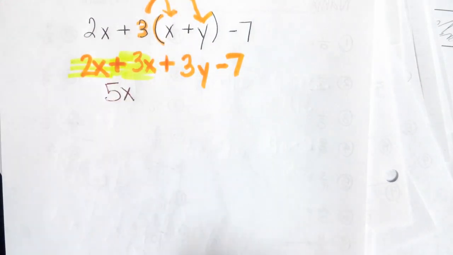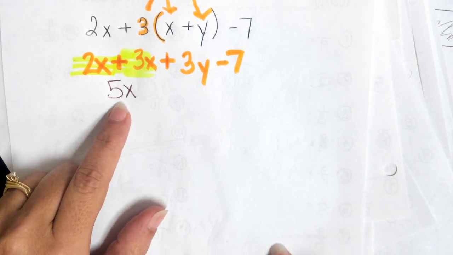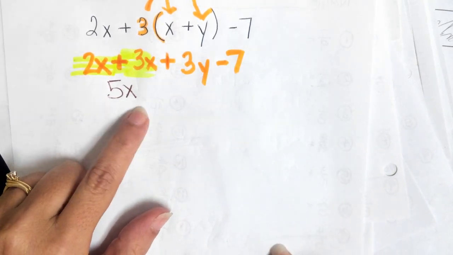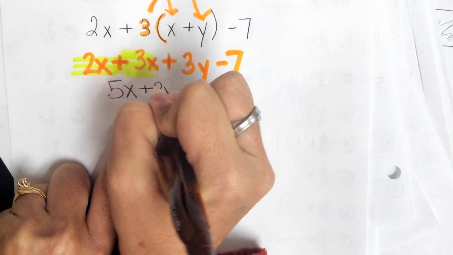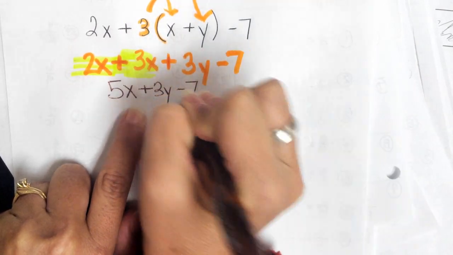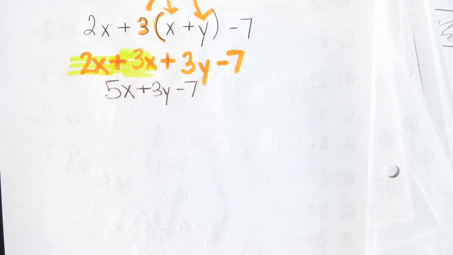Now, can anything else be combined? No. So I have to just bring this down. That is as simple as it can get. Because the y can't go with anything and the 7 doesn't have any just boring numbers to work with. That's what we're doing today. It is not hard, but it's one of those things that if you don't practice, we don't know if we can do it or not.